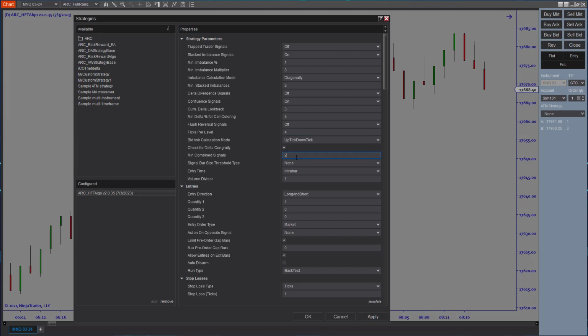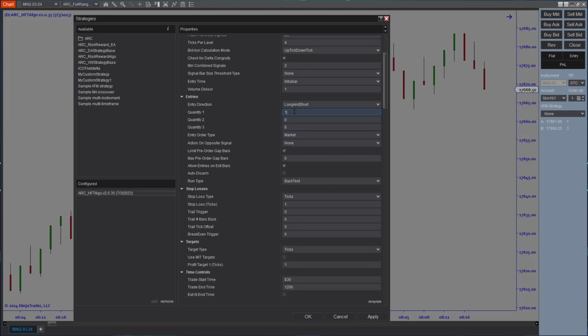Okay, minimum combined signals set to 2. What this is saying is that the confluence and the stacked imbalance signals have to be present at the time of the stacked imbalance signal. So your grid is going to show all green or all red at the time of the order when you get the stacked imbalance. That's adding some confluence, hence the term confluence for the signal. So that's a good way to make sure the market's on your side and the market's been moving in your direction. So that's what's going on for the signals.